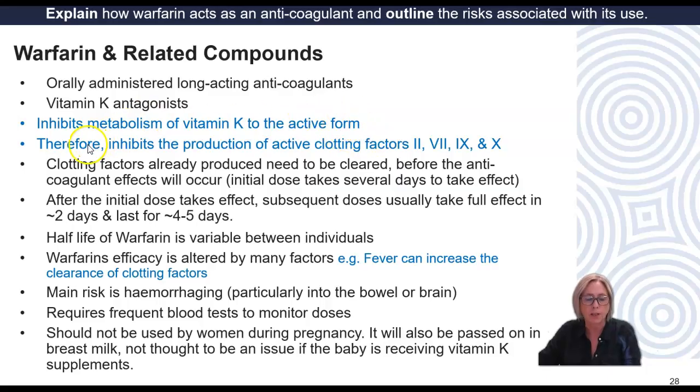And in doing this, it therefore inhibits the production of active clotting factors 2, 7, 9, and 10 because vitamin K is required to do this. Okay, so let's go through this again. It's a vitamin K antagonist. It inhibits the metabolism of vitamin K to its active form and therefore inhibits the production of these vitamin K dependent clotting factors 2, 7, 9, and 10.